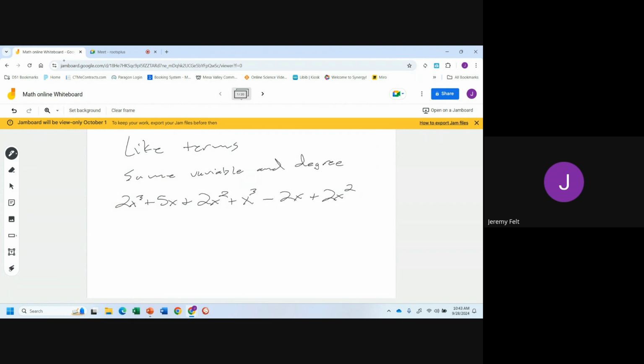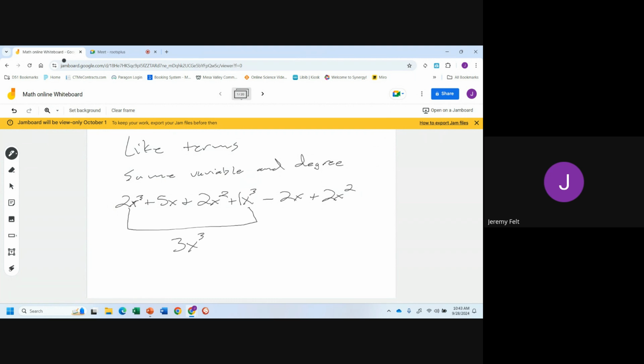Well, that's 2x cubed. Okay, and then I see another x cubed right here. Again, there's no coefficient, but if it helps you, draw in the 1. I have 2 here and 1 here. I'm adding, so pay attention to the sign. So 2 plus 1 is just 3. It's still x cubed.